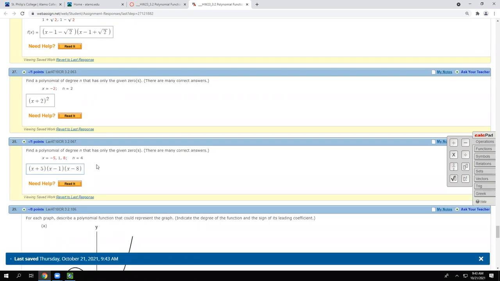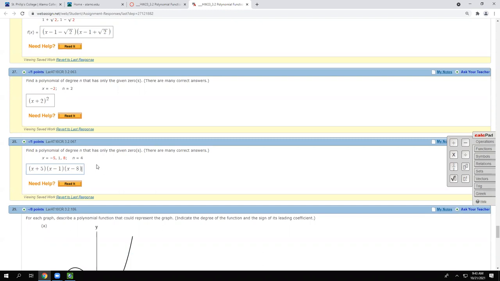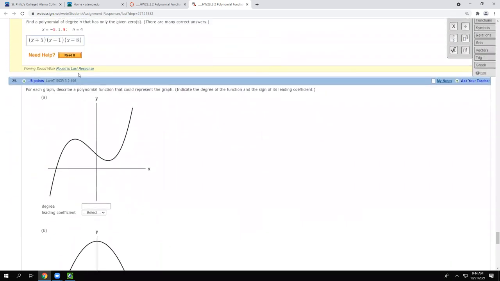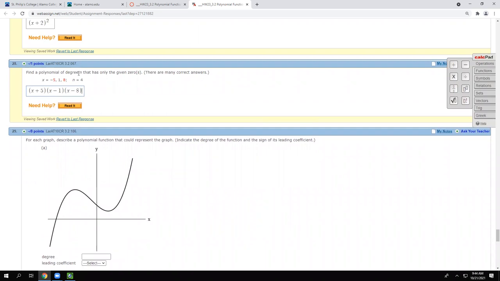I could put the square on the x plus 5. I could choose to put the square on the negative 1. Or I could choose to put the square on the negative 8. Okay. Doesn't matter which one. It didn't specify or give me any other directions, so I can choose. Now, had they told me specifically that 8 has a multiplicity of 2, then I would have to put the square on the 8. But it didn't tell me, so I have a choice. I didn't put it on anybody, so I better put it on somebody real quick.